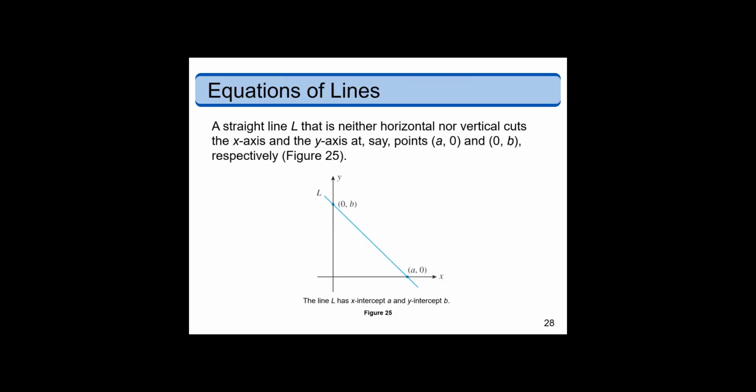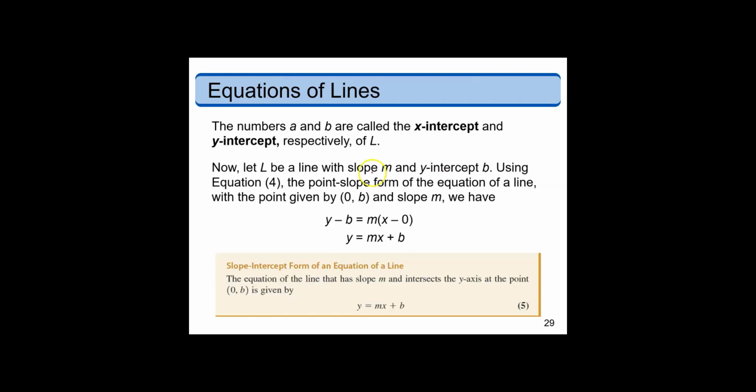Okay, so for a straight line L that is neither horizontal nor vertical, it's bound to have an x-intercept and a y-intercept. When y equals 0, this is the x-intercept. When x equals 0, that's the y-intercept. So y-intercept, x-intercept. And given the slope and the y-intercept of the line, we can do this. The y-intercept is (0, b).